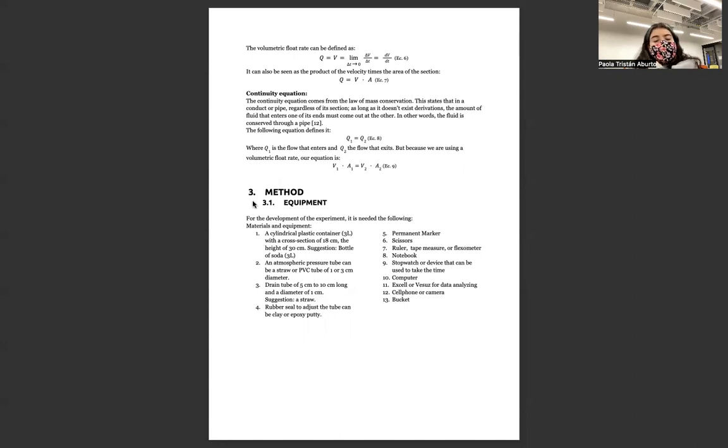So for the development of this experiment, we have to use this equipment and materials, which is a cylindrical plastic container, an atmospheric tube, which is a straw or a PVC tube, a drain tube, also we can use a straw or a PVC tube, a rubber seal or something to seal the top and the bottom of the bottle, marker, scissors, ruler, flexometer, stopwatch, computer, etc.